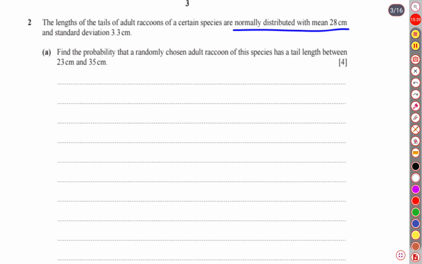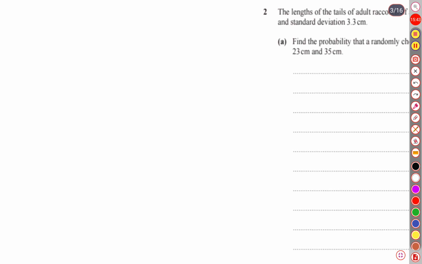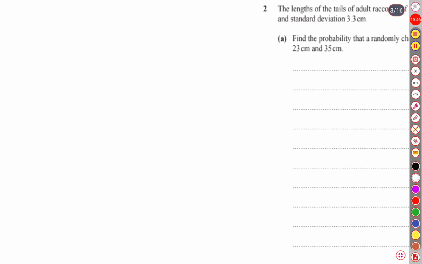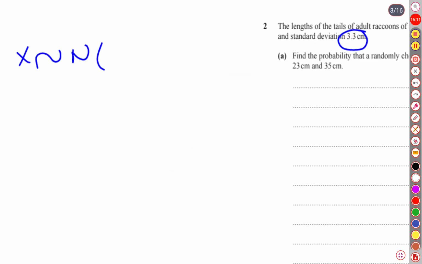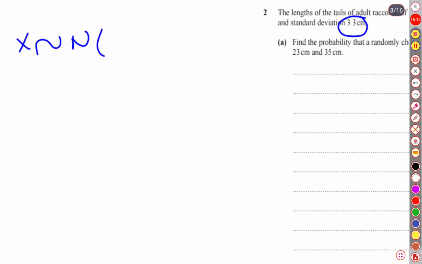Let me start writing from here. X belongs to a normal distribution, as they have told, and the parameters for a normal distribution are the mean and the standard deviation. How much is the mean here? The mean is 28 centimeters and the standard deviation is 3.3. So let's write the parameters: mean is 28, whereas our variance is 3.3 squared, not the standard deviation. Parameters are actually mean and variance, so variance is the square of the standard deviation.